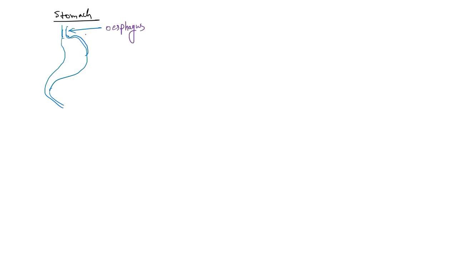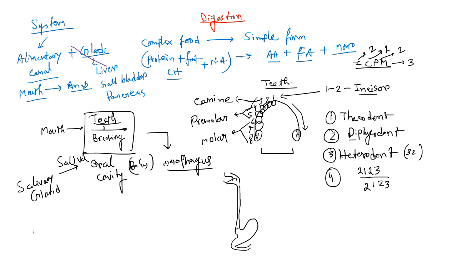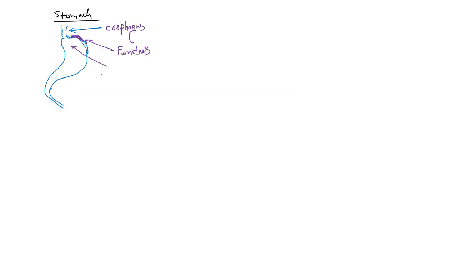But in the stomach's own structure, this is the first structure of the stomach, this bend. This is known as the fundus. Fundus of the stomach. Then this region is known as the cardiac region of the stomach. The rest of the portion is known as the body of the stomach.